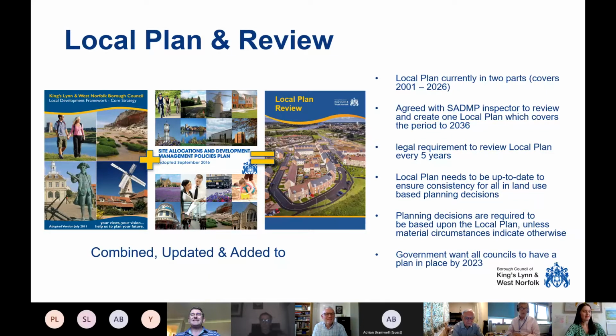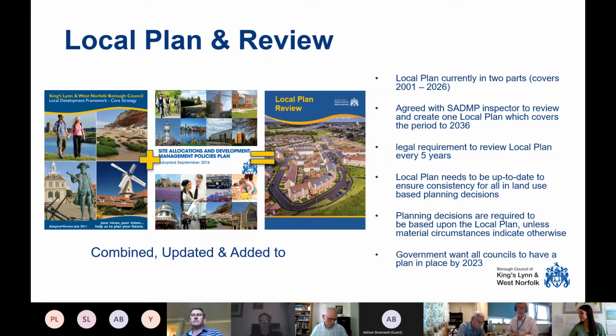We've got a local plan at the moment, and many of you will be very familiar with the core strategy and the site allocations and development management policies plan. So those two things together form the current local plan. But clearly in the diagram you've got there, we're moving on to the local plan review. So what we've done, it says it there, we've combined those two documents, we've updated them, we've added things to them, and we'll tell you about some of those aspects in a little while, to form the local plan review.